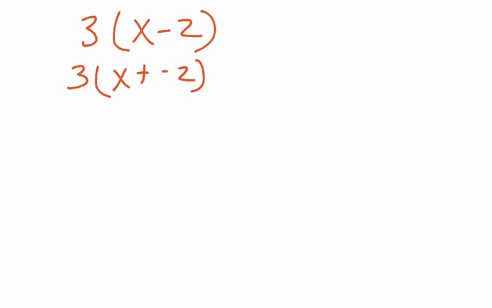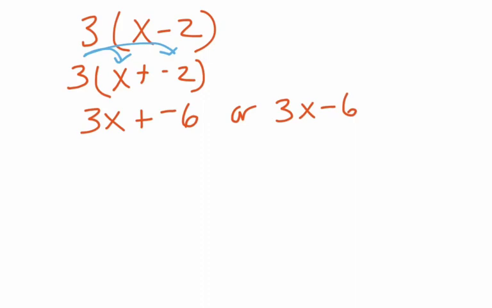And so here we would distribute the 3 through. So 3 times x is 3x. 3 times negative 2 is negative 6. And you can write it as plus negative 6, or if you would prefer, you can write it as 3x minus 6. Okay? So that's pretty much what distribution is. We want to get good at handling it. There's a couple of things that happen with the signs when we get to more complex algebraic expressions. But for now, we just want to get good at doing distribution.